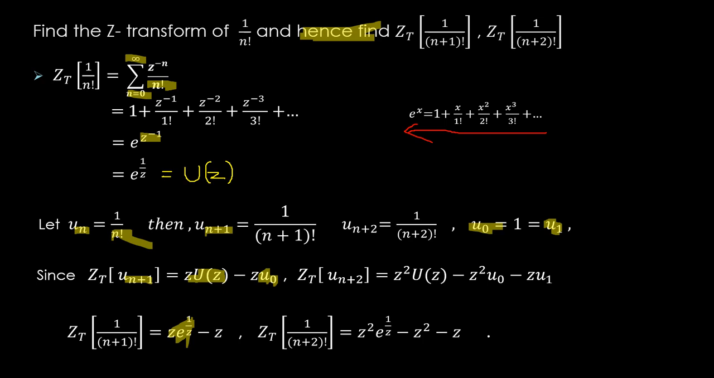It is z square into U(z). U(z) is e to the power 1 by z. So, z square into e to the power 1 by z minus z square into u0. u0 value is 1. So, z square into 1 minus z into u1. u1 value is 1. So, z into 1. Therefore, z transform of 1 by (n+2) factorial is z square into e to the power 1 by z minus z square minus z.